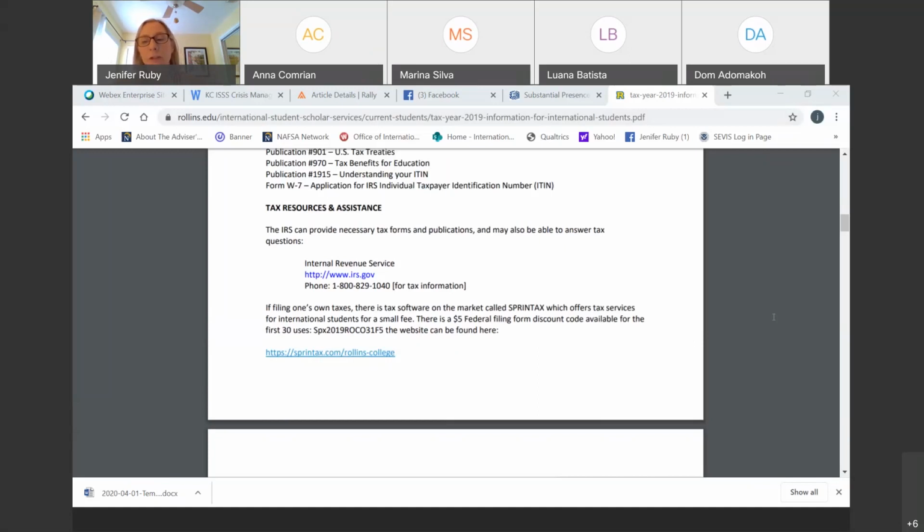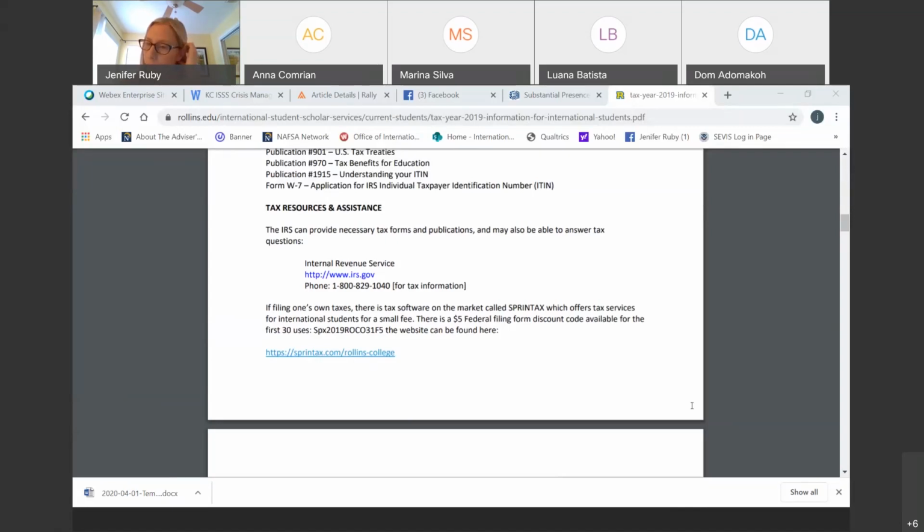If you did not, you would only have a 1042-S issued by Rollins if you had taxable scholarship or you already claimed tax treaty benefit. And I don't think that form is in FoxLink, so if you had any of those situations, taxable scholarship or claimed tax treaty benefits, you would want to email Teresa Williams. I'll send her email to everyone here. Her email is there, so you could ask her for that 1042-S.